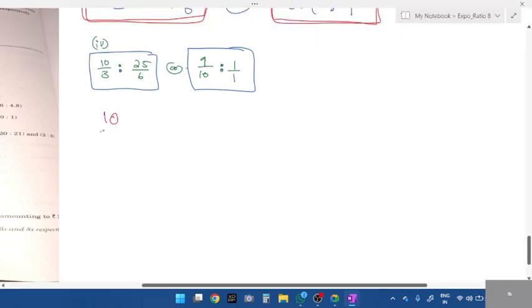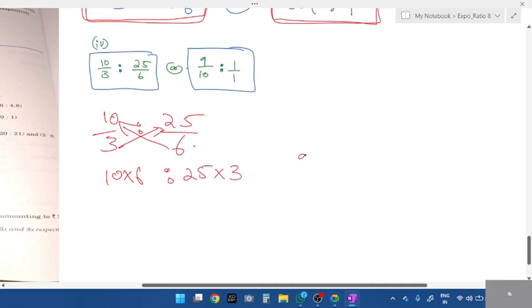10 divided by 3 is to 25 by 6. So cross multiply without LCM, just multiply these two. You get 10 into 6 is to, if 3 goes to the other side, what you get? 25 is to 25 into 3.